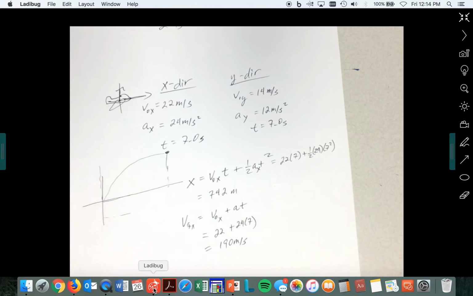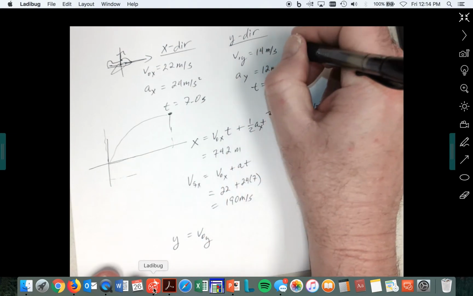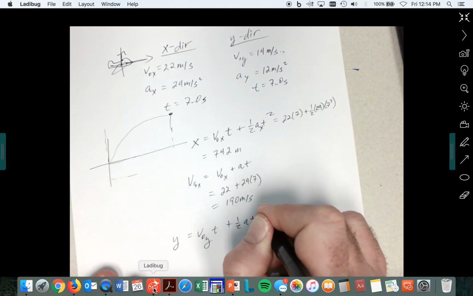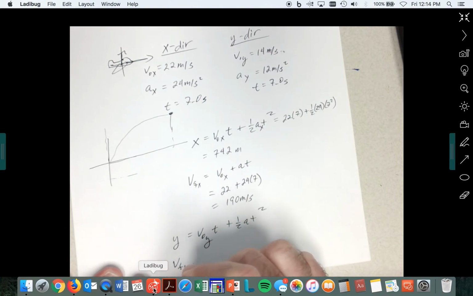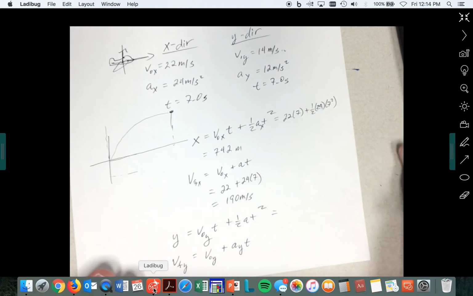Let's do the same thing in the y direction. Same formula, but this time we're using the y components. v naught y times t plus 1/2 a t squared. That gives me the y, and then the v final in the y direction is v naught y plus acceleration in the y direction times time. That one comes out to be 14 times 7 plus 0.5 times 12 times 49, again, 7 squared.